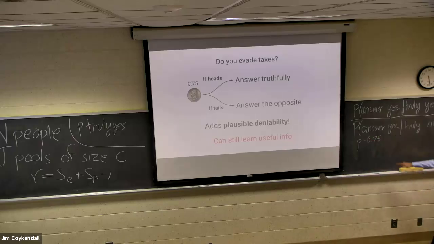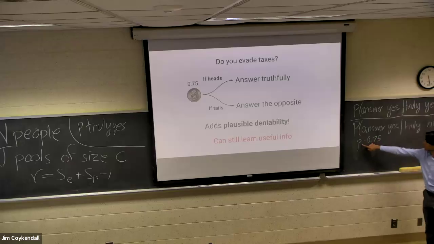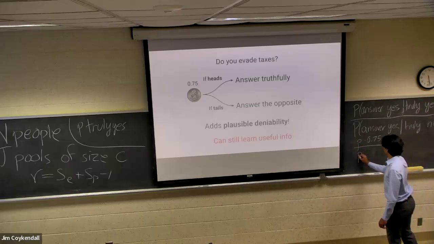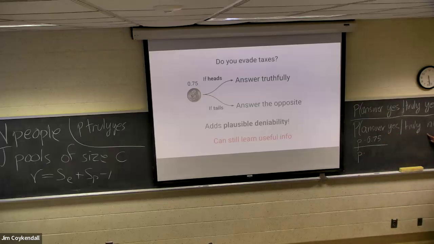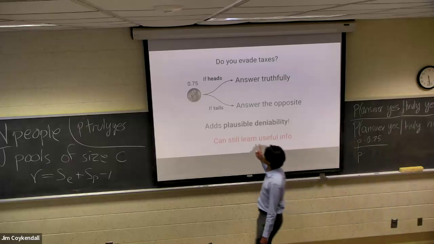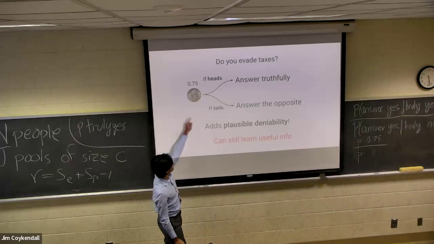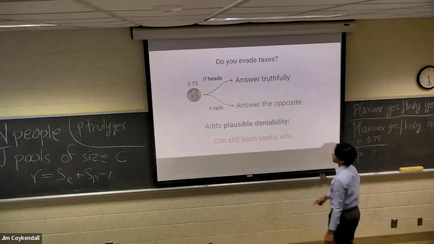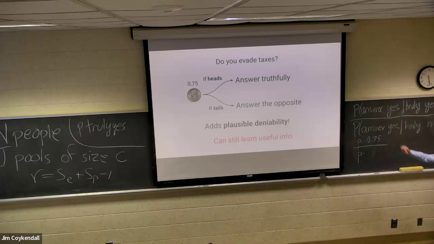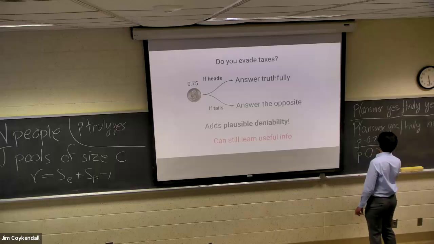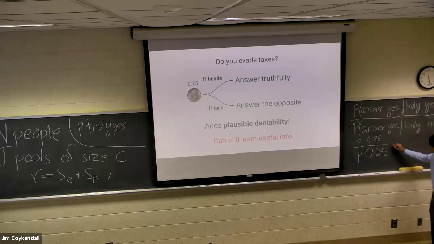Right? That's the probability that you're truly evading taxes. That's the probability that you answer as such. And you divide this by the probability that you answer yes, but you're truly no. So the only way that can happen is if you're truly evading taxes and you answer the opposite. And that'd be 1 minus 0.75. It's the probability of a tails, right? It would be p times 2 times, and it simplifies to 3. So we want this quantity to be less than or equal to e to the epsilon.